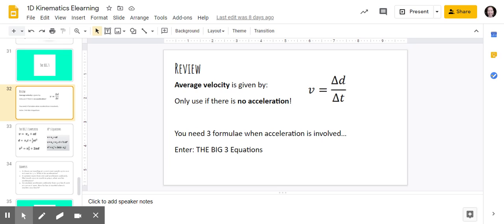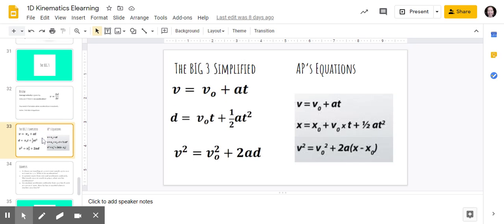Average velocity is given by the change in displacement over the change in time. But there's a caveat with this. We can only use this equation if there's no acceleration. You need to use three formulas when acceleration is involved. So these are the big three, or the big three equations. So you're going to get pretty familiar with these.